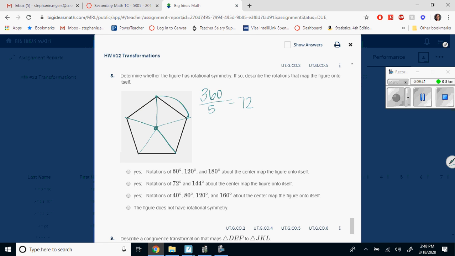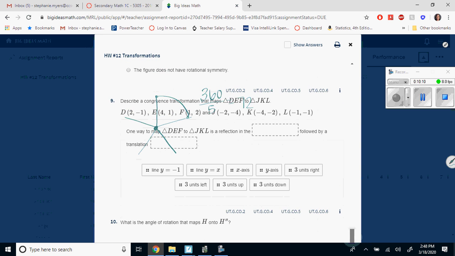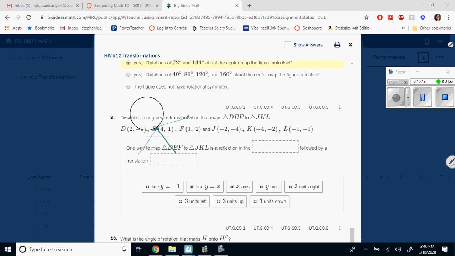We want to describe all rotations that will get it back on itself. So it looks like 72, and then 72 plus 72 is 144, and so on. It just lists the two of them, but this is the correct option, because that's the one that lists the two of the correct rotations. And then this last one, oh, actually it's not the last one.